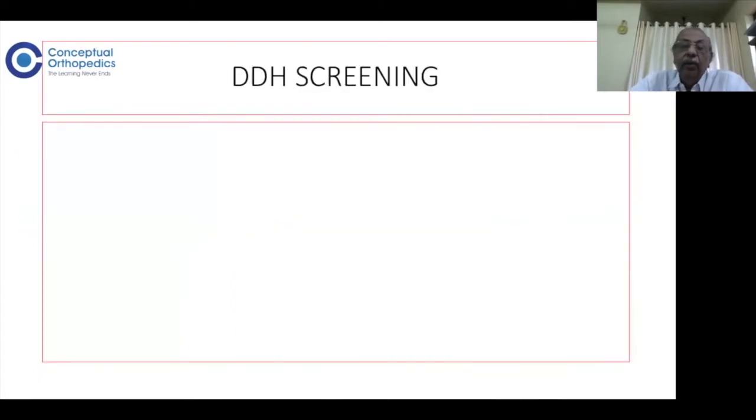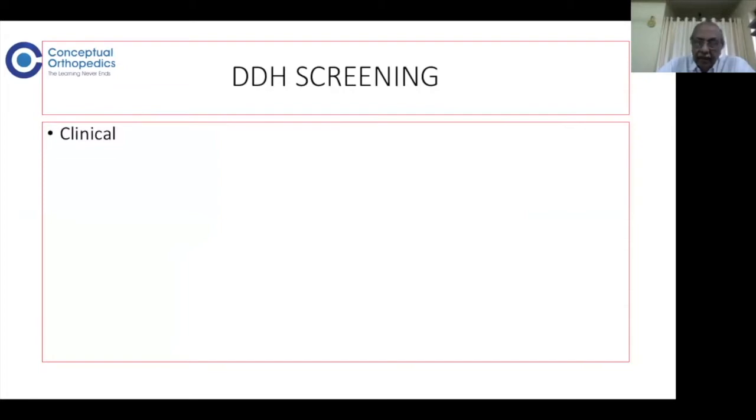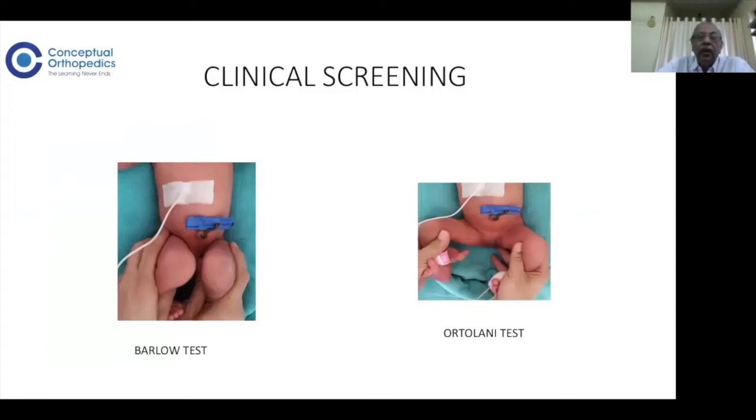Now coming to DDH screening. This is an important topic, can be asked in the exam. It can be clinical screening or ultrasound screening. Ultrasound screening can be universal screening or high-risk screening. So for clinical screening, the two main tests that are used are the Barlow test and the Ortolani test.